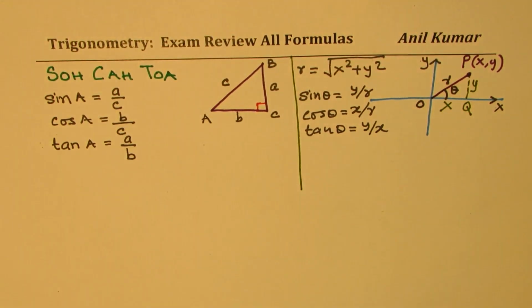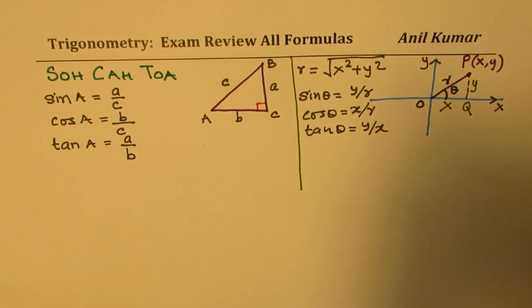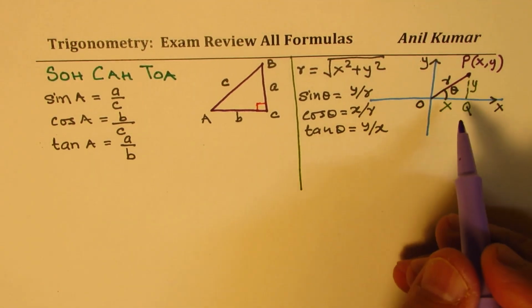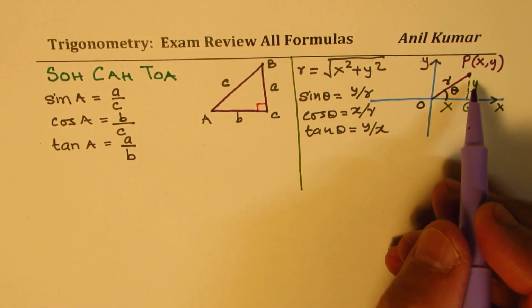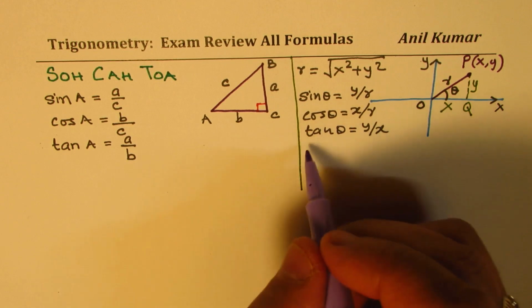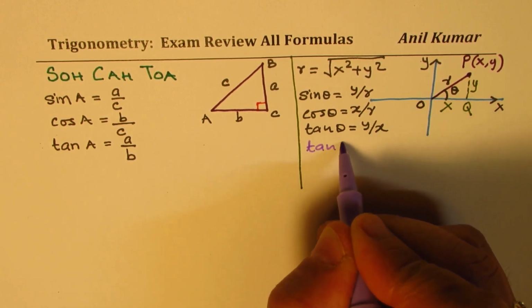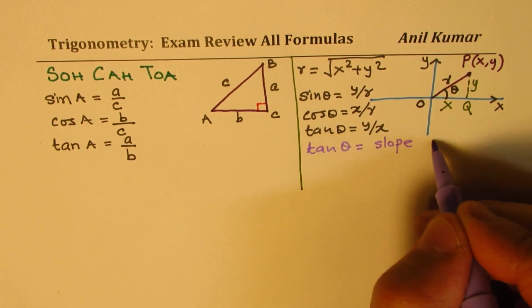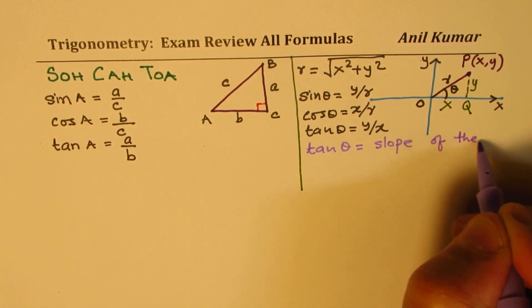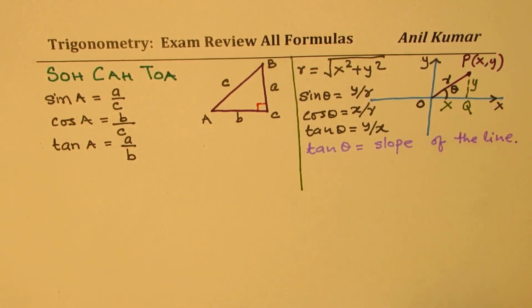Now here you also see one more very important thing, and that is how we link trigonometry with linear systems. Tan theta is y over x, the ratio. So we also see that tan theta is equal to the slope of the line. So this is very important to understand.